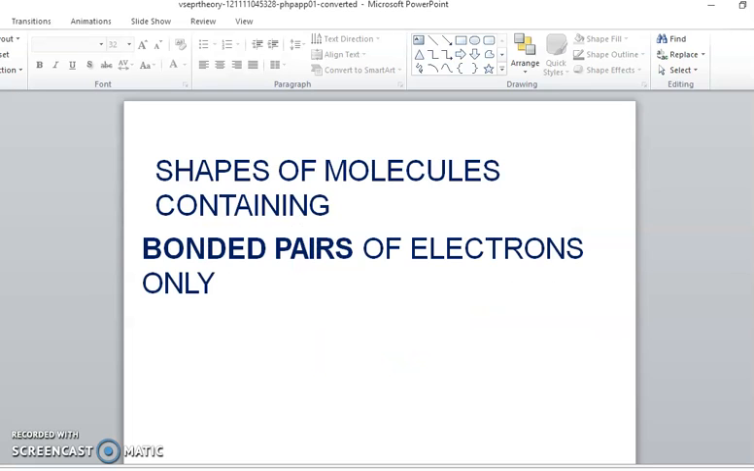Now here we will discuss the shape of molecules containing bonded pairs of electrons only. After the formation of a molecule, suppose you have only bond pairs. There will also be cases where around the central atom there are both bond pairs and lone pairs, and we'll come to that later. Now we'll discuss only the bonded pairs of electrons.